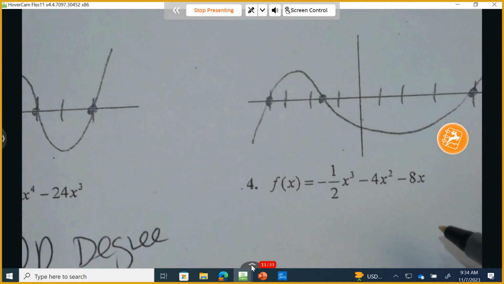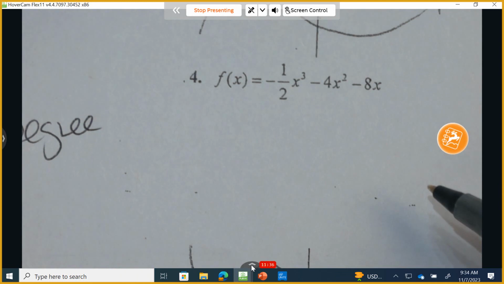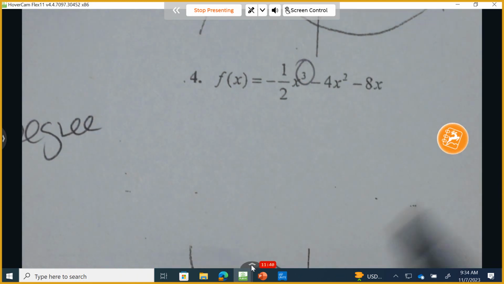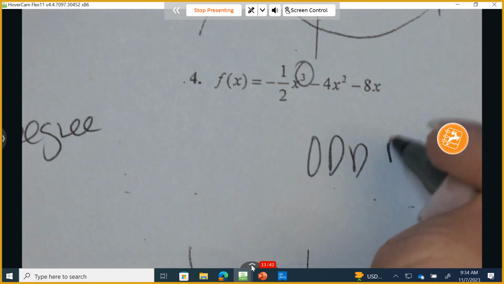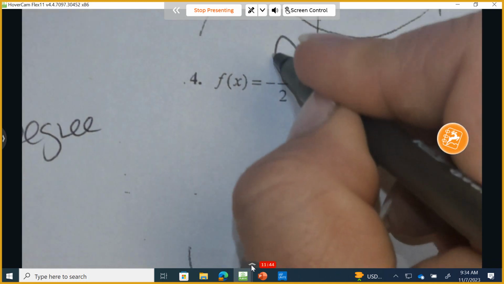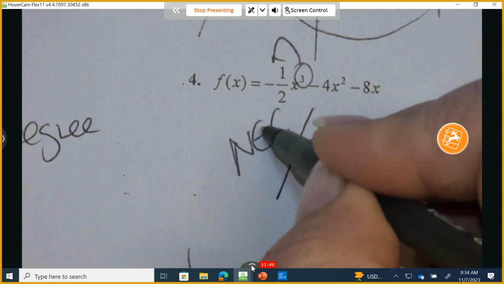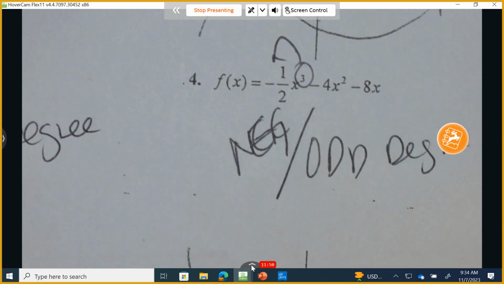Let's look at example number 4. Example number 4, what is the degree? Is 3 an even or odd number? So I have an odd degree, and the number in front is positive or negative. So look at your paper. What should happen if it's odd negative? Right side is what?